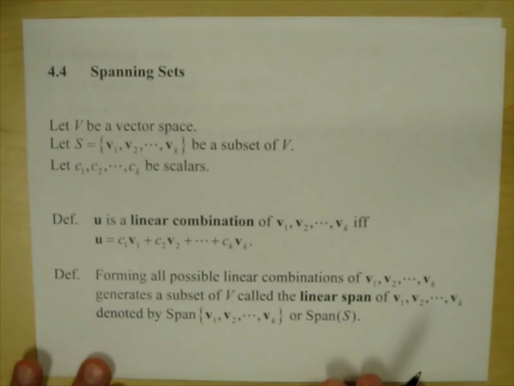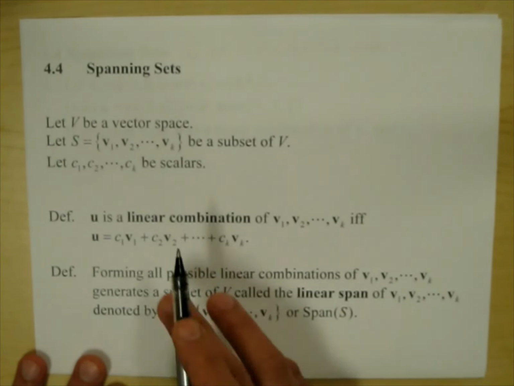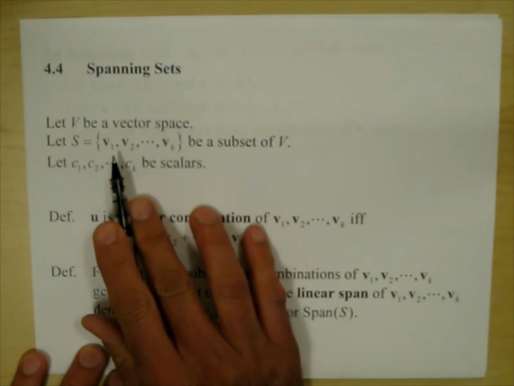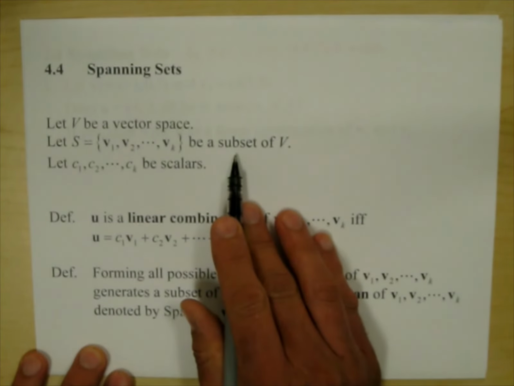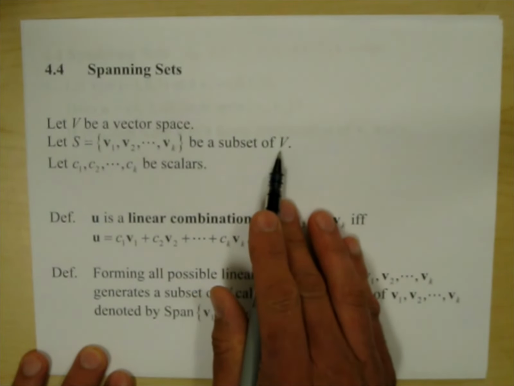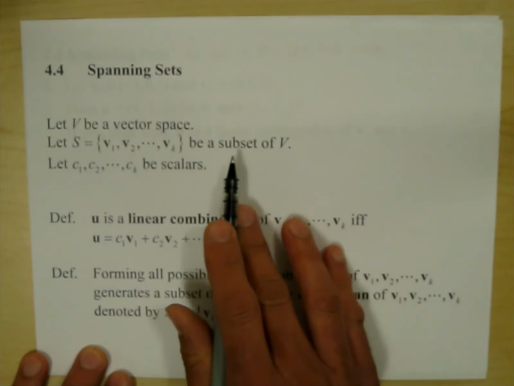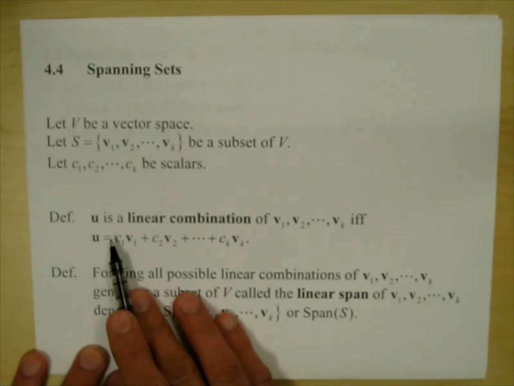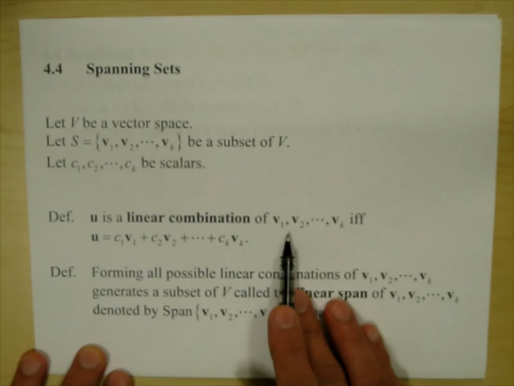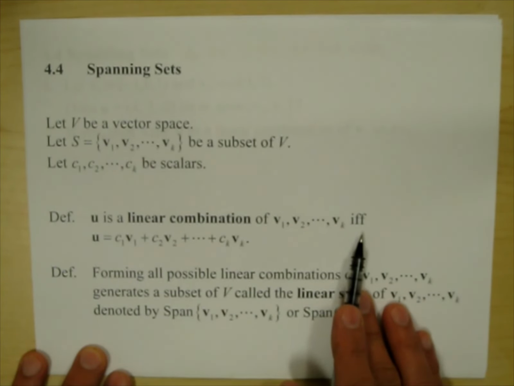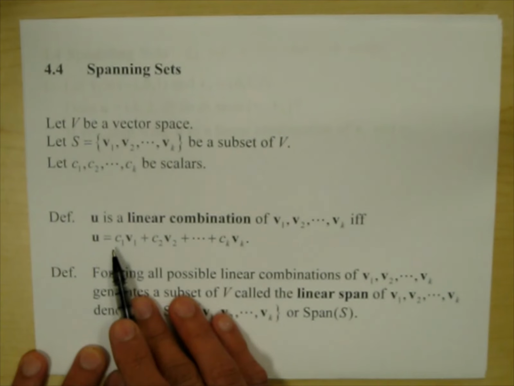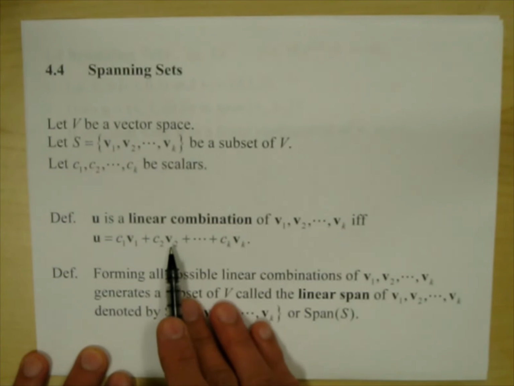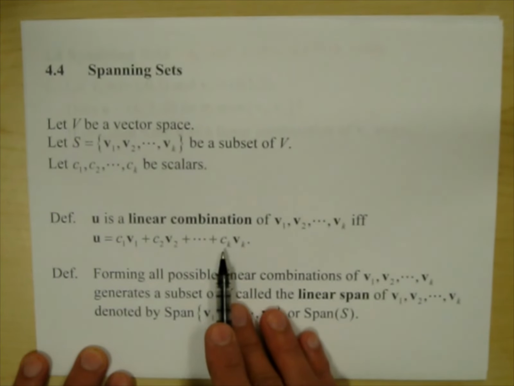So spanning sets. Let V be a vector space. S is a collection of vectors in that vector space. There's K of them. It's a subset of V, not to be confused with subspace, so it's a subset. And the CIs are scalars. U is a linear combination of the VIs if and only if U can be written as scalar times V1 plus scalar times V2 plus yada yada yada plus scalar times VK.